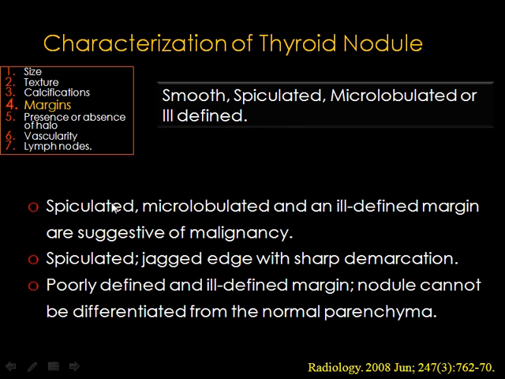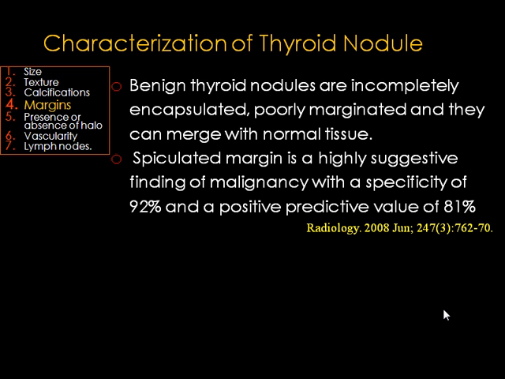Earlier studies have reported that spiculated, microlobulated, and ill-defined margins are suggestive of malignancy. Spiculated means a jagged edge with sharp demarcation. We call it poorly defined or ill-defined margin when the nodule cannot be differentiated from the normal parenchyma. But benign thyroid nodules are also known to be incompletely encapsulated and poorly marginated, and they can merge with normal tissue. Therefore, an ill-defined margin is a non-specific finding that can be seen in both benign and malignant nodules. In contrast, a spiculated margin is a highly suggestive finding of malignancy, with a specificity of 92% and a positive predictive value of 81%.